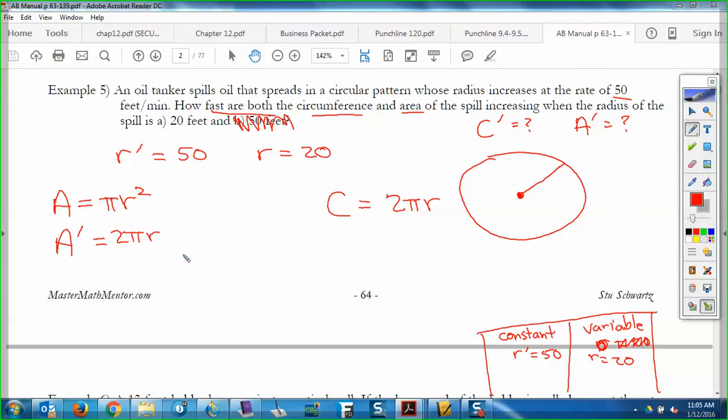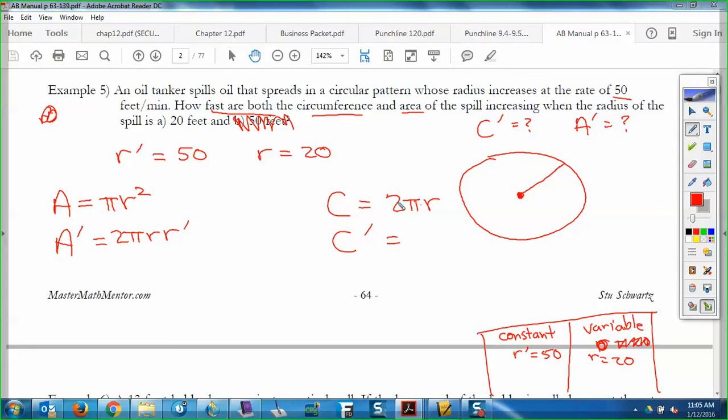What's a normal derivative of r squared? 2r, and then tack on an r prime, right? Just like we did when we did implicit differentiation. So it's going to be 2 pi r, r prime. 2 pi r, r prime, right? Implicit differentiation is what we're doing here because we're doing the derivative with respect to t. Okay, what about C prime?